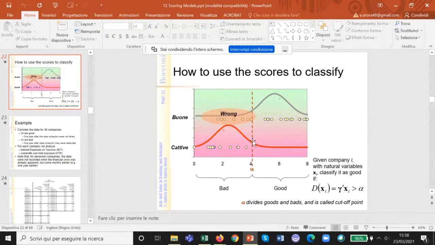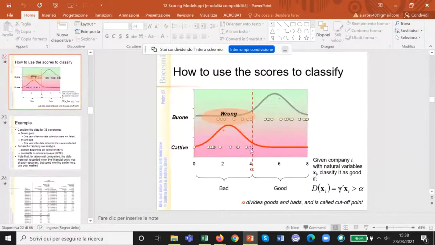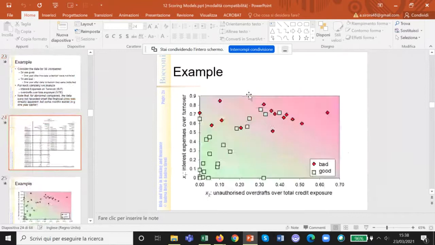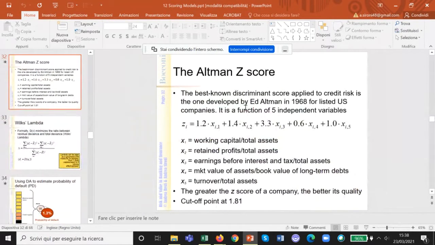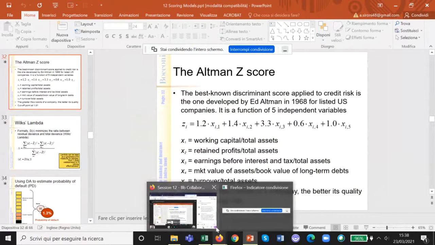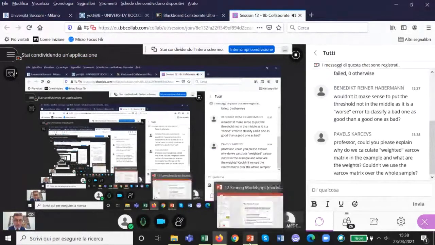classifying a good company as bad and classifying a bad company as good, have very different costs. That's what we're going to focus on in a minute, okay? So whether we should change this cutoff point, this threshold, based on the cost of the errors, okay? I don't know whether I answered the question or whether there are other questions. Okay.